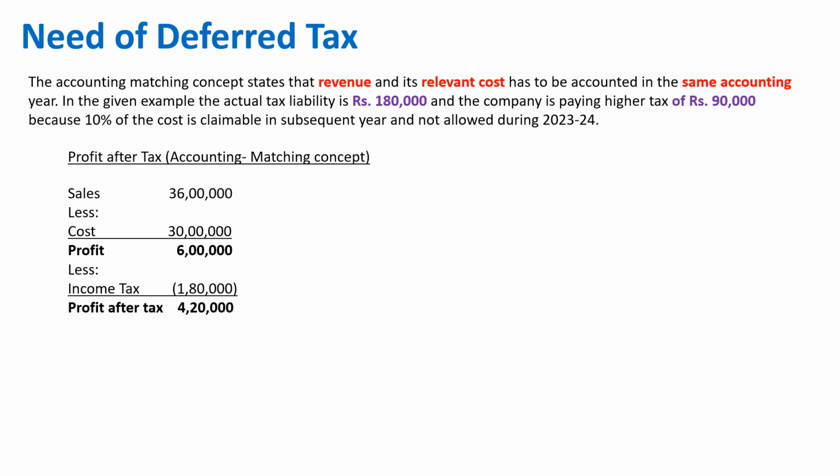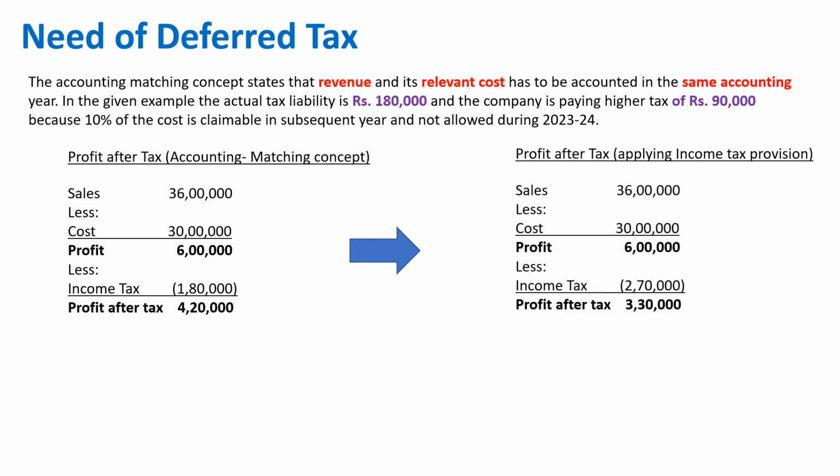But what is happening under the Income Tax Act? Under the Income Tax Act, the cost allowed is only 90%. Hence, the tax liability has gone up, and the tax liability the company is going to pay is 2,70,000 rupees. Because of the income tax rules requirement, the tax liability has gone up and the profit after tax is 3,30,000 rupees.